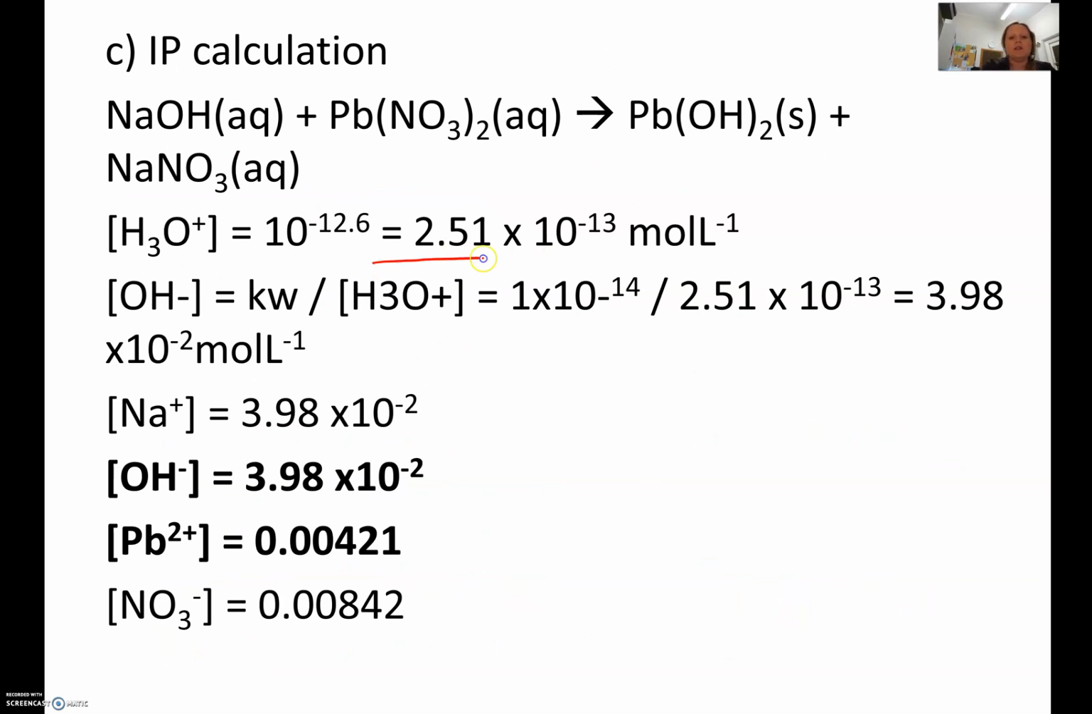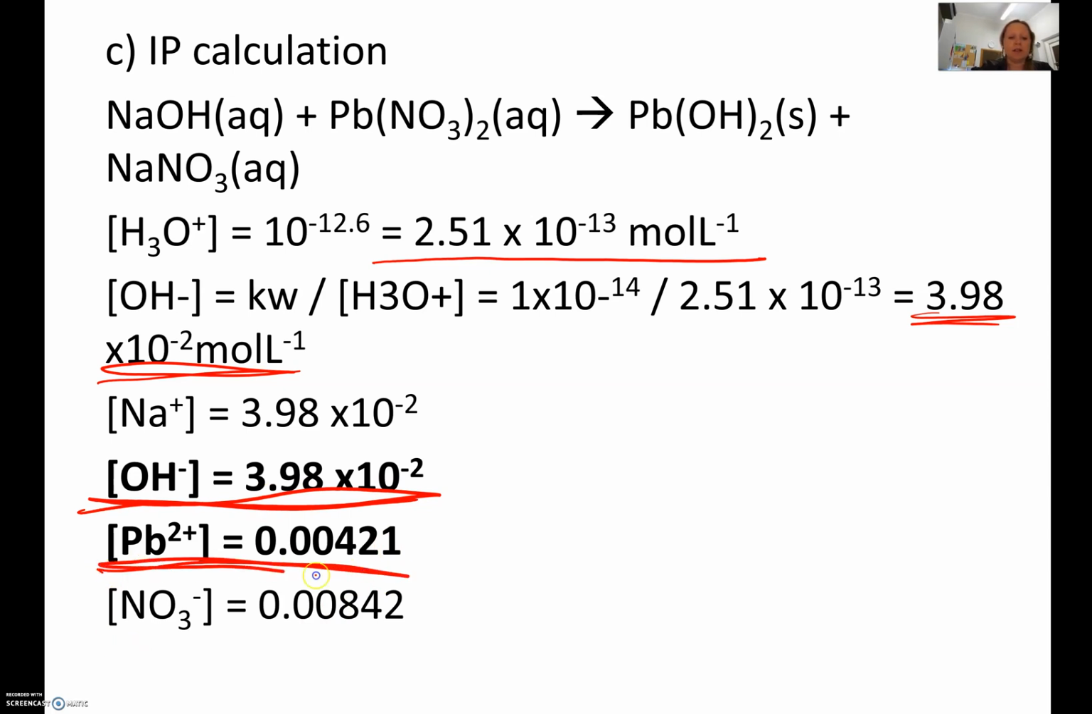Okay, so there's the concentration of H3O+. So we need to work out OH- by doing Kw divided by H3O+, and we get 3.98 times 10 to the negative 2 moles per litre. So we're interested in the OH- here and in the lead. So you can see here that sodium hydroxide are 1 to 1, so they've got the same concentration, but lead nitrate, there's twice the amount of nitrate as there are lead, but we're not worried about nitrate or sodium because they're just spectator ions. So the next step is to dilute those.